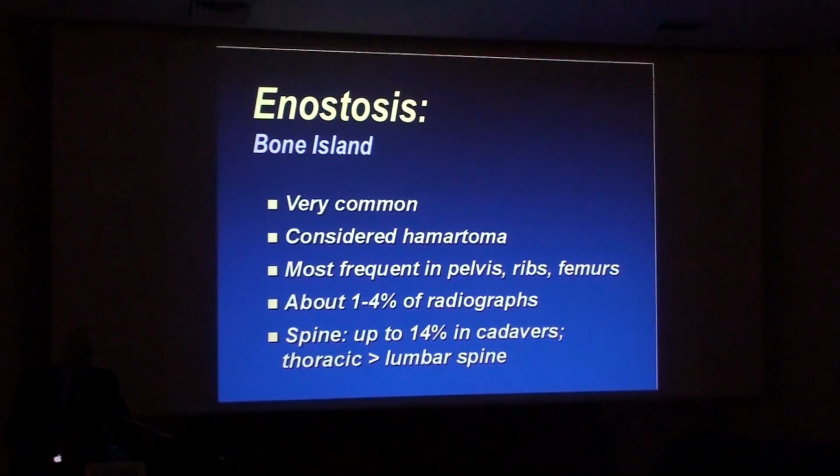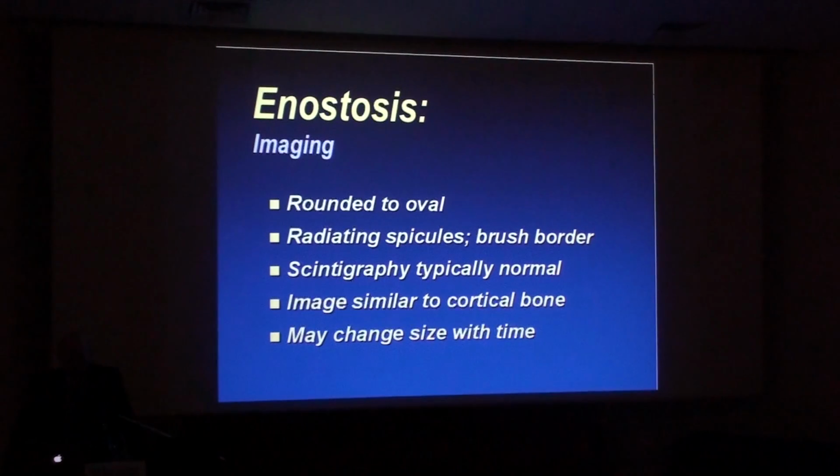Those of us who do a lot of CT know that they really are very common, and we do see them very, very frequently. They're typically described as being round to oval, with radiating spicules or brush border, and as we'll see, that really is very characteristic and one of the features that we can see very nicely on virtually all imaging modalities. If we do a bone scan, they're typically normal or only minimally increased tracer accumulation.